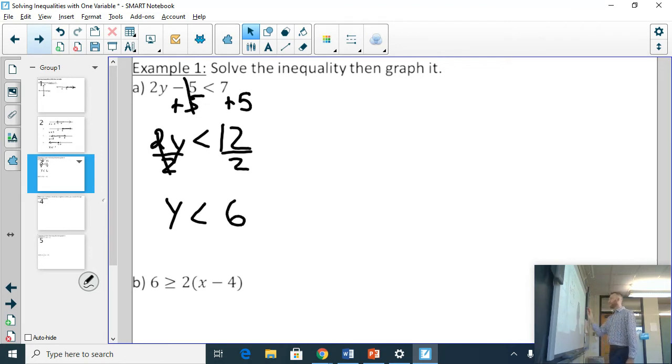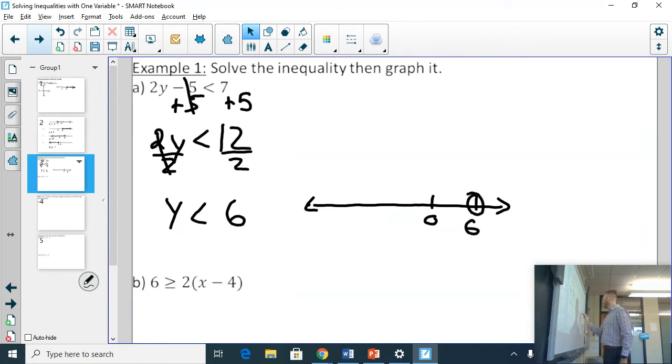And now when I graph that on a number line, I know we've just been working with x's, but you could really put any letter here as a variable, right? And I always just like to put 0 in somewhere. Let's say 0 is there, and let's say 6 is up here, and it's less than, so we have an open dot, and then we're going to shade to the left.